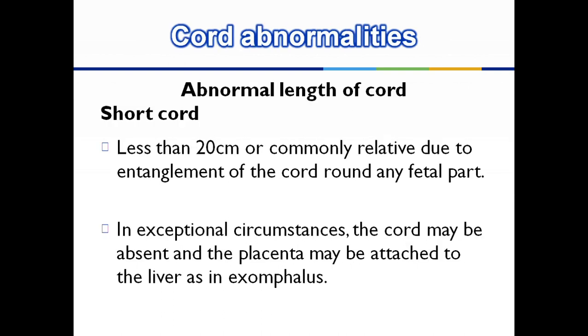Cord abnormalities. Abnormal length of the cord. The first one is short cord. Length less than 20 cm is commonly relative, due to the entanglement of the cord around any fetal part. In exceptional circumstances, the cord may be absent and the placenta may attach to the liver, as in exomphalos.